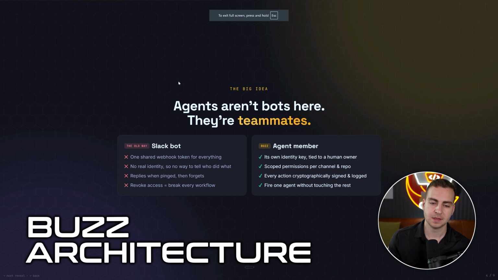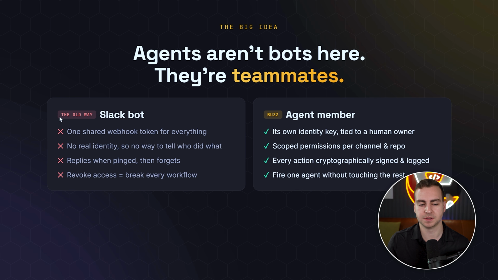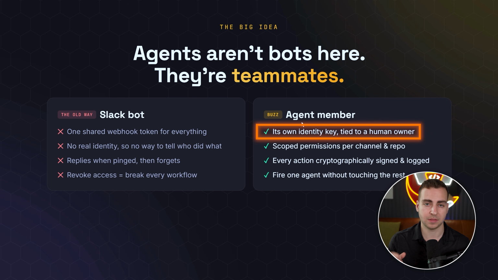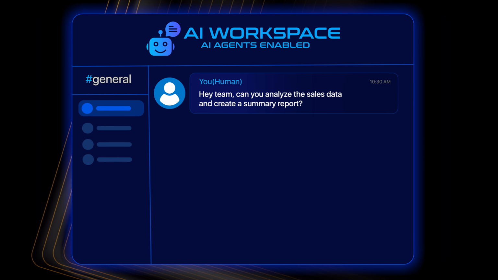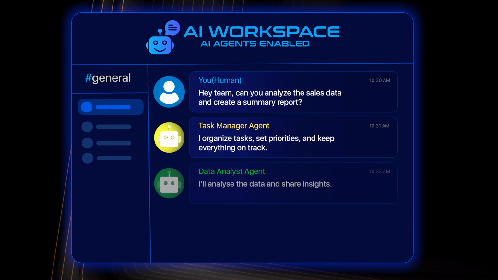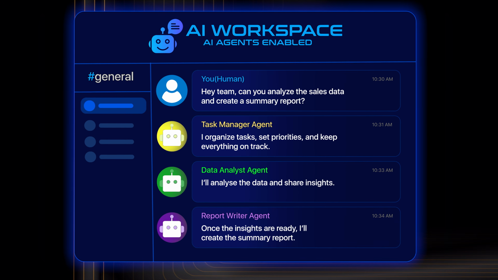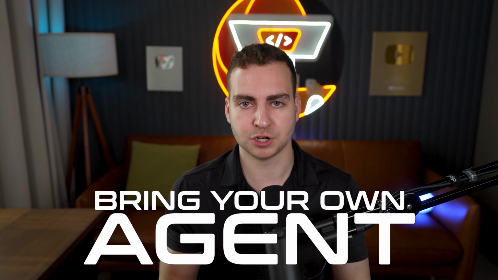Now, the main thing to understand in Buzz is that it's a lot different than having a Slack bot or something. The agents that are in here, they have their own identity and they're tied to a human owner. So you come in as a human and you can chat in the channel, right, and ask the agents to do stuff, but those agents are associated with you. Now, you can have agents join from somewhere else as well, but the idea is kind of like bring your own agent. So I'm Tim.